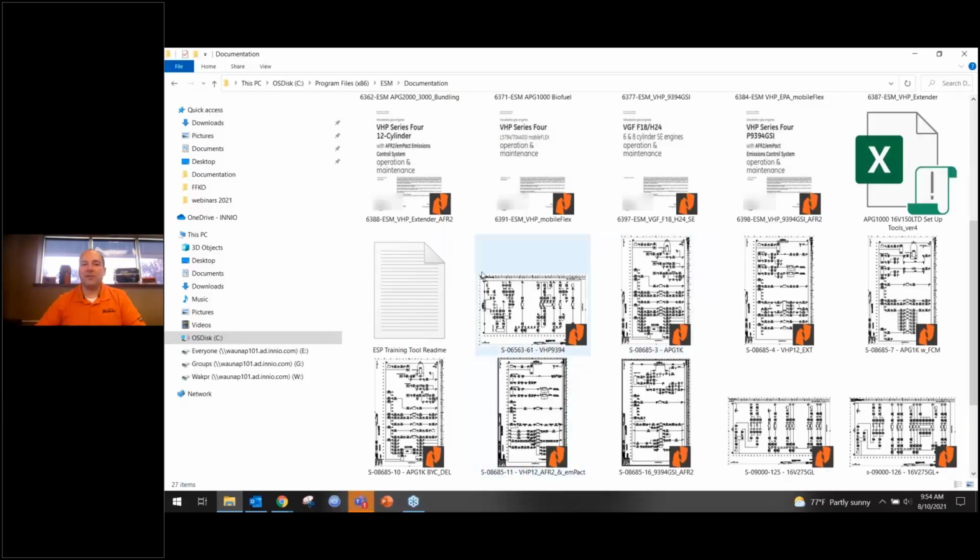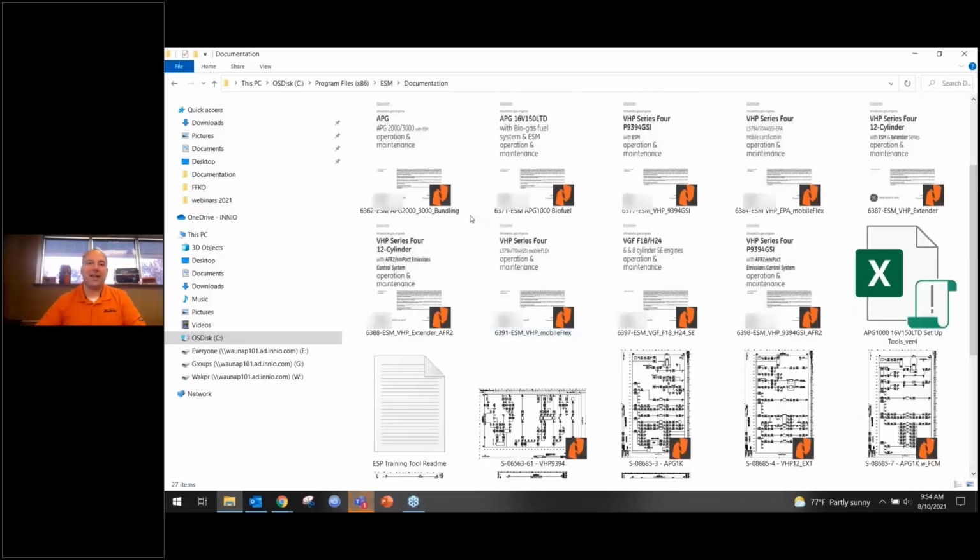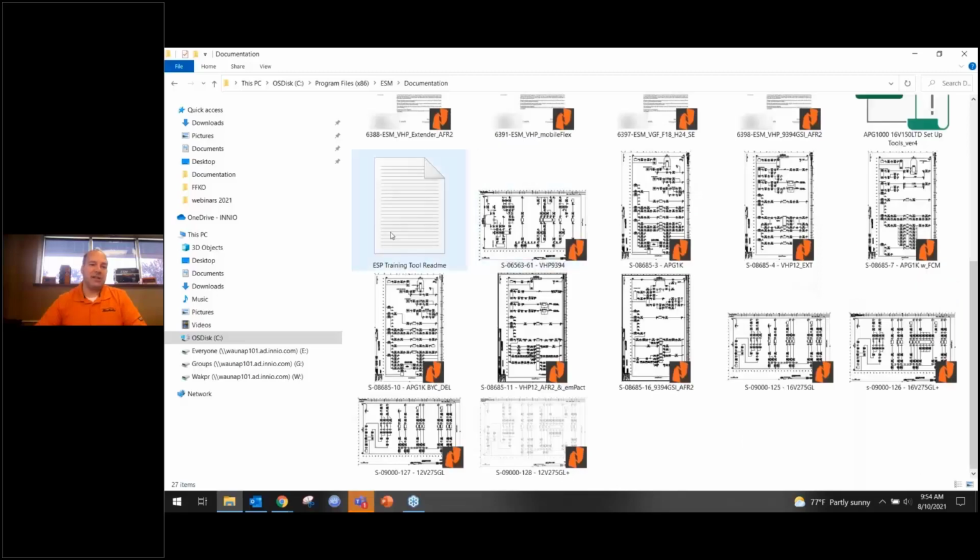They've also put some of the different diagrams in here for you to reference for the engines themselves. So really good information for you to have, and it's part of your download. The last one here is your training tool. You say, well, what the heck is this thing? I know what the training tool looks like.